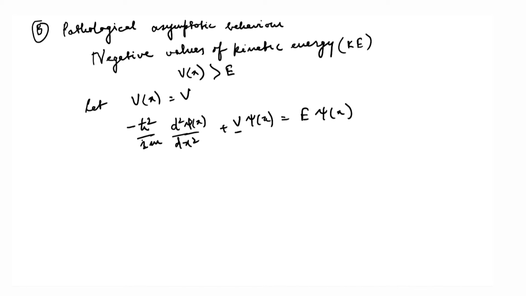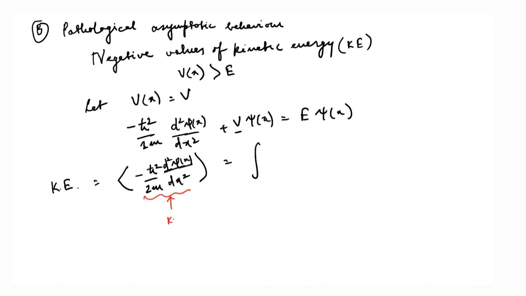This is my Schrodinger equation, and if I want to compute the kinetic energy, we need to compute the expectation value of the kinetic energy operator, which is minus h cut square by twice m d2 dx2. We need to evaluate this term and integrate it over x, because it is a one dimensional case. To evaluate it, we can take the help of the Schrodinger equation here.